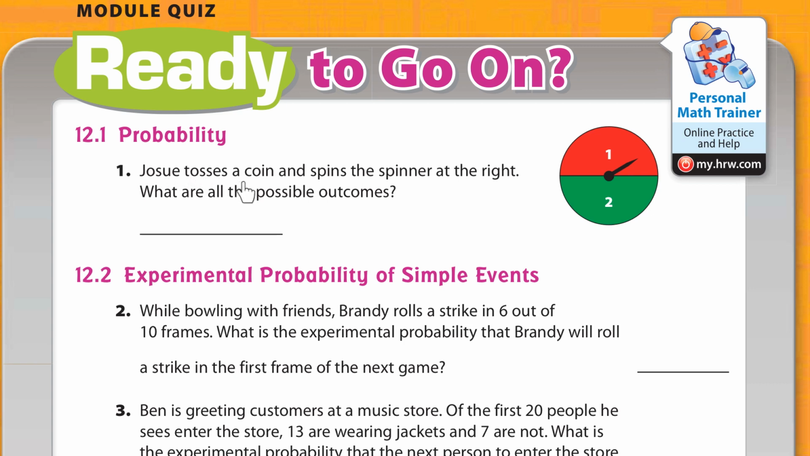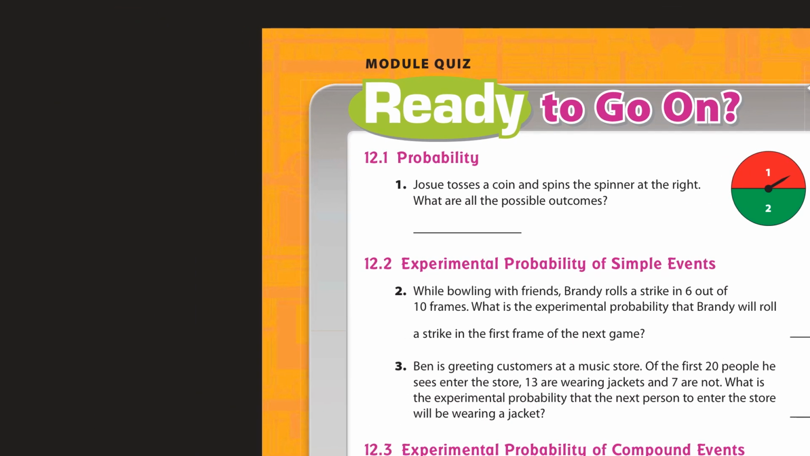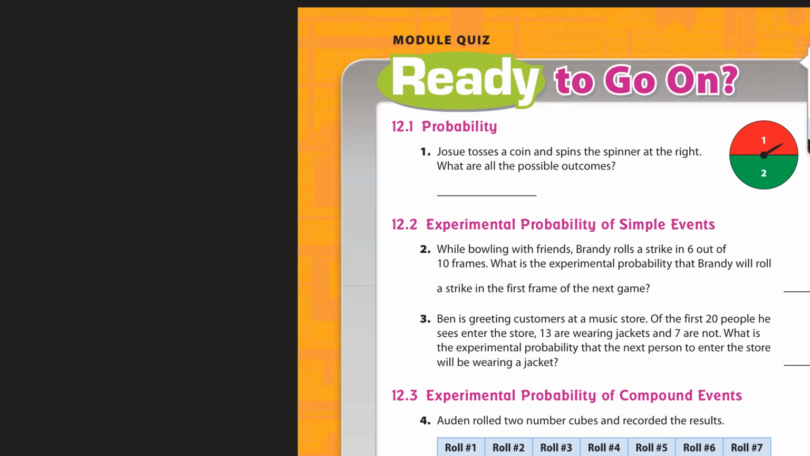Josue tosses a coin and spins the spinner at the right. What are the possible outcomes? Well, we could have a coin toss. What could you get when you toss a coin? You can get heads or you can get tails. And then if you get heads, you spin the spinner and it looks like you can get red or you can get green. And if you get tails, you can then spin the spinner and get red or green.